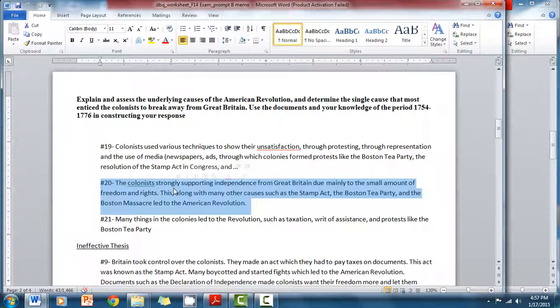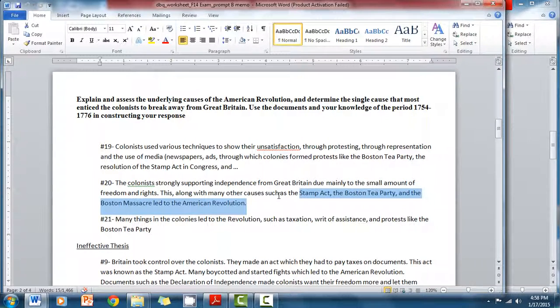Student number 20: the colonists strongly supported independence from Great Britain due mainly to the small amount of freedom and rights. This, along with many other causes, such as the Stamp Act, the Boston Tea Party, and the Boston Massacre, led to the Revolution. All right, so we do not need these specific events. And so that's why we have categories. That's why you organize the documents thematically and you come up with a label heading for those groupings of documents, so you can refrain from specific events.